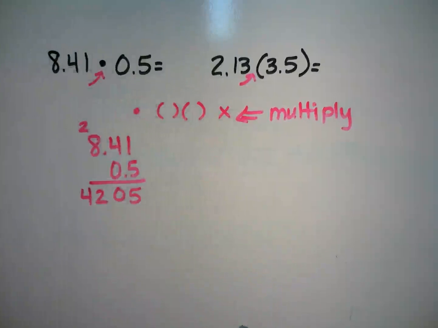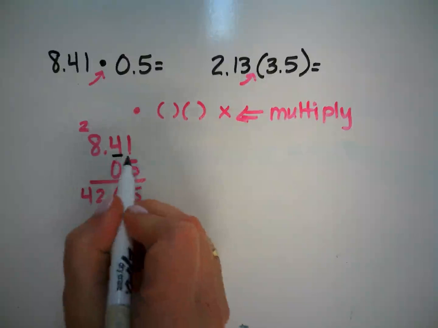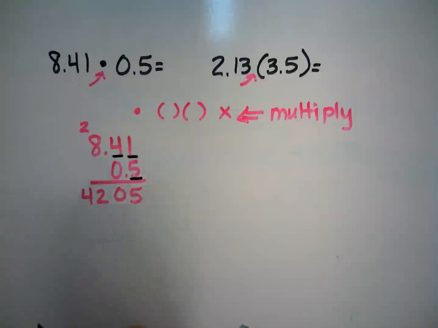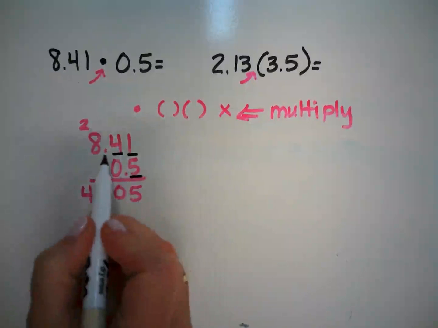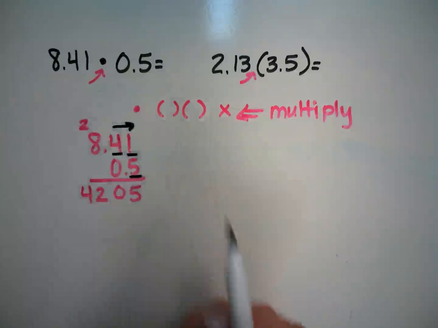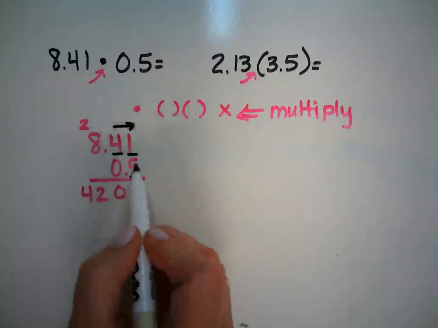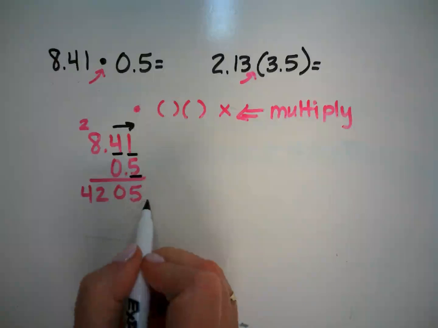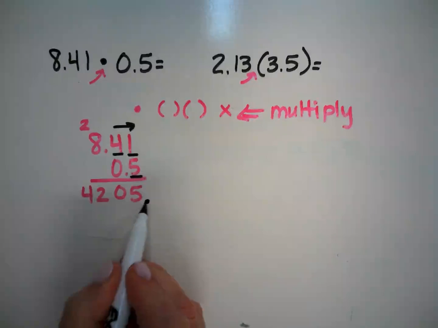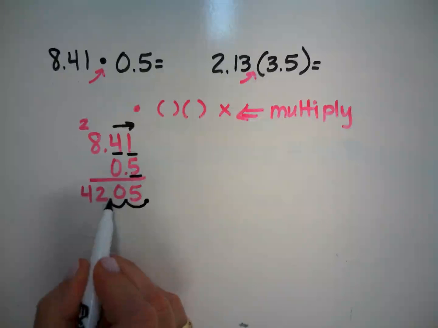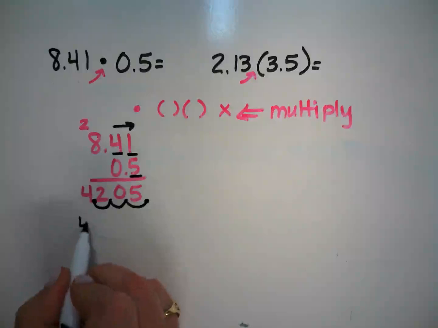Now to figure out where my decimal is going to go in my answer, I need to take a look at my problem. The 4, the 1, and the 5 are all numbers that are located after a decimal, to the right of a decimal place. So that's 1, 2, 3. So we always start at the back end, and we move it 1, 2, 3 places. So our final answer would be this.